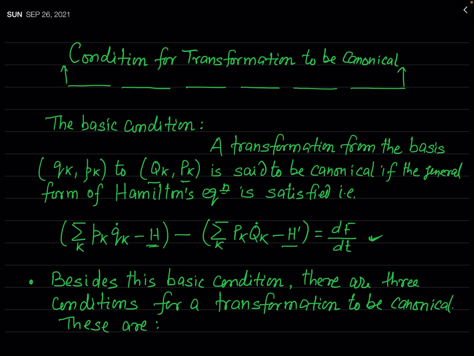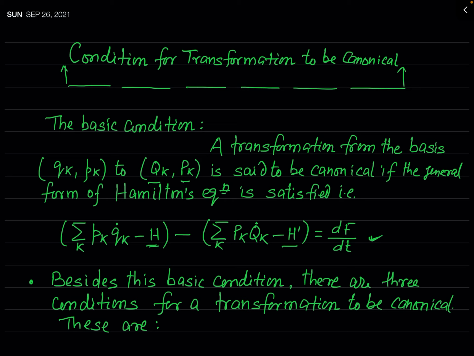And this F is what? You have studied this F in very detail in the previous lectures, and this is actually the generating function, that is a function which generates the canonical transformation. So this equation, which is called Hamilton's general equation, is the basic condition for a transformation to be canonical. Whenever this equation is satisfied, then we will say that the transformation from the old set of coordinates to the new set of coordinates is canonical.